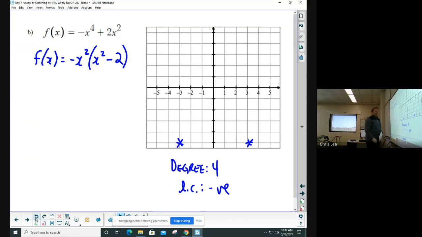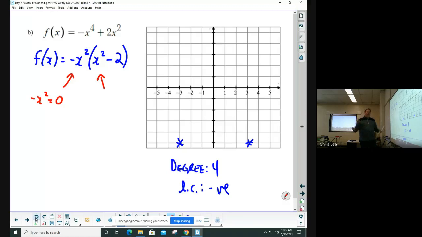So I factor it so that I can find the roots. I'll do this in green. All right, again, the roots come from each part of the factors. The first one is negative x squared equals 0. I think you can see that the root there is going to be a 0.